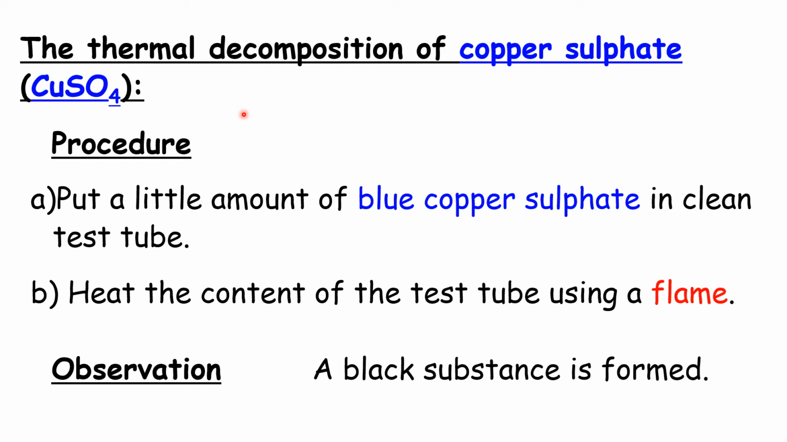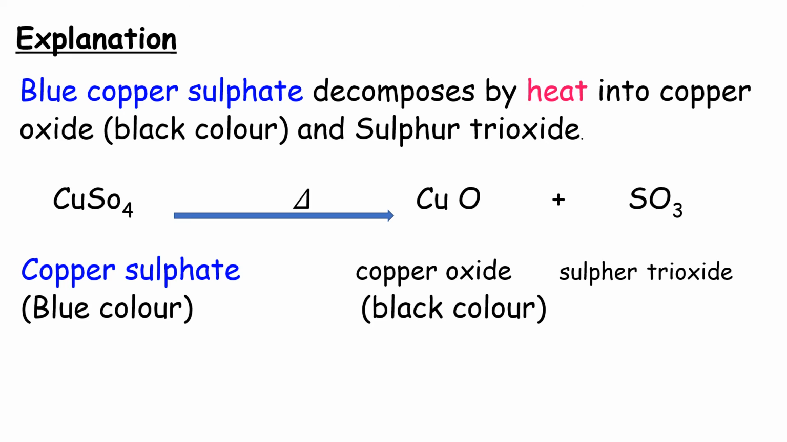عرفنا بقى ان black substance هي مين؟ copper oxide. يعني هياخد الاتوم copper واتوم oxygen. يبقى لنا SO3. Explanation. Blue copper sulphate decomposes by heat into copper oxide which is black color and sulfur trioxide gas. Copper sulphate which is blue color decomposes into copper oxide CuO, which is black precipitate, and sulfur trioxide gas evolves.